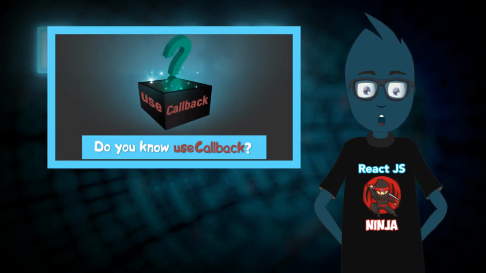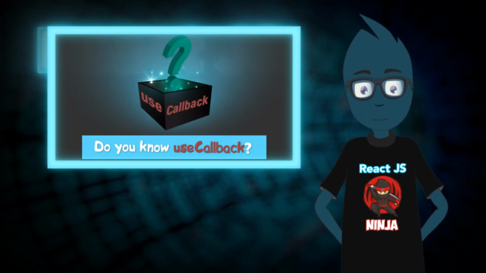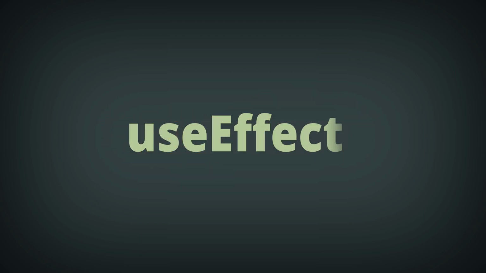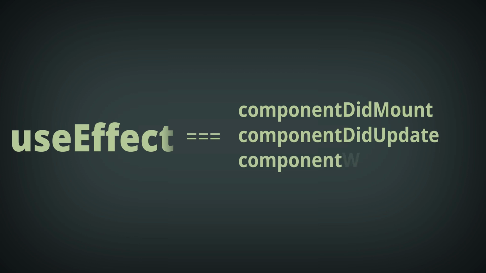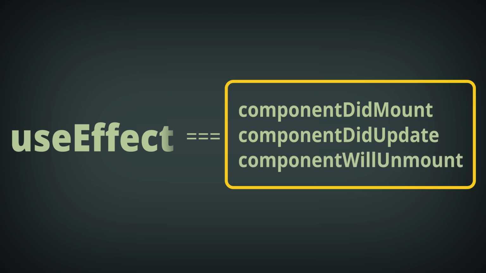Hi, in the previous video, we discussed one of the most common mistakes when working with the useCallback hook in React, but it's not the only hook that has its own nuances. Let's take a look at the most popular hook, useEffect, for example. We know that useEffect is a replacement for componentDidMount, componentDidUpdate, componentWillUnmount, but do they work exactly the same way?